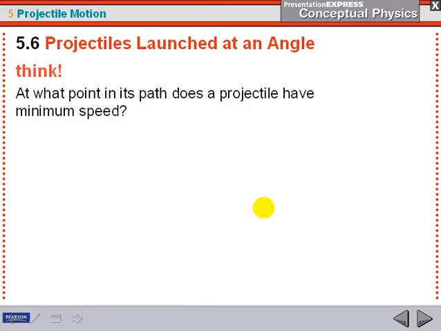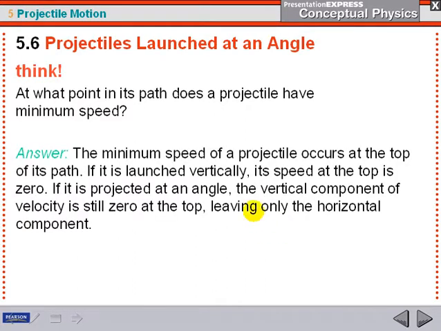What point in its path does the projectile have minimum speed? And the minimum speed is going to be at the top of the path. That's where it loses its velocity.